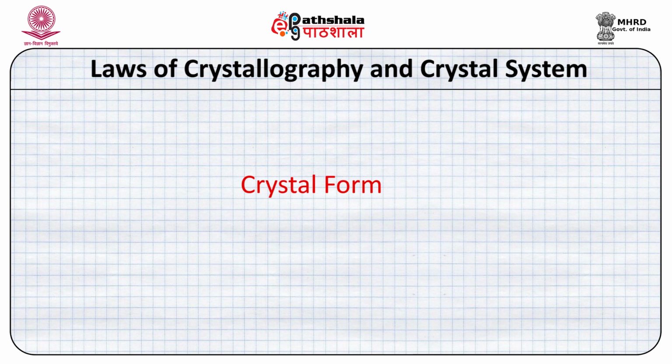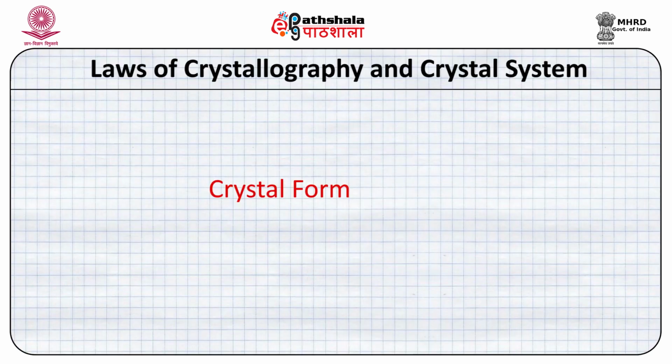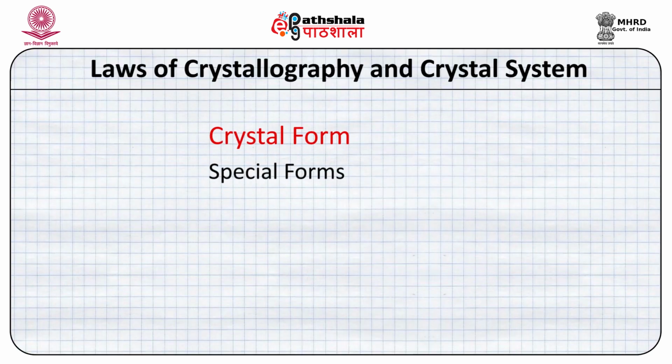Now, we will discuss the crystal form. We had earlier discussed morphology. Morphology is the external shape, but when we speak about the form of a crystal, it is more restricted, because a form defines all those similar faces which can be linked together because of their similar symmetry elements. So, forms can be of two types. There are special forms and there are general forms.